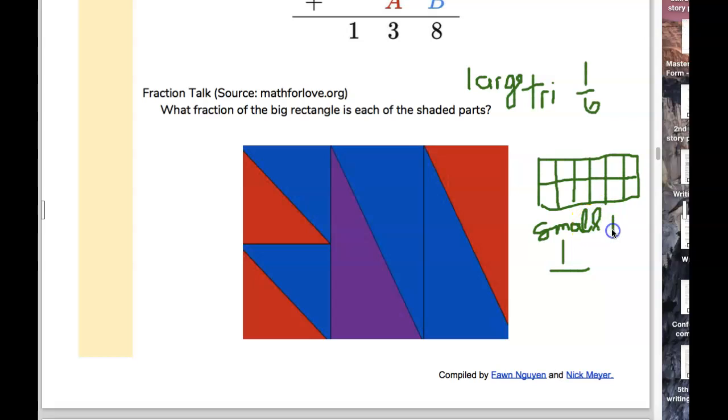Small triangle. All right, I hope that helps. If you have any questions, let me know.